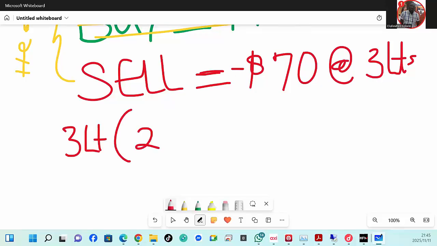Each 23.33. You understand? So 23.33 times 3 will give us 70 back. So now we have closed $40 profit, okay? Now we can only have one 23.33 in 70. I mean in 40 rather, in $40.